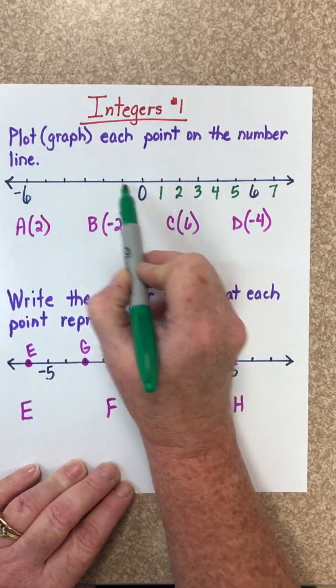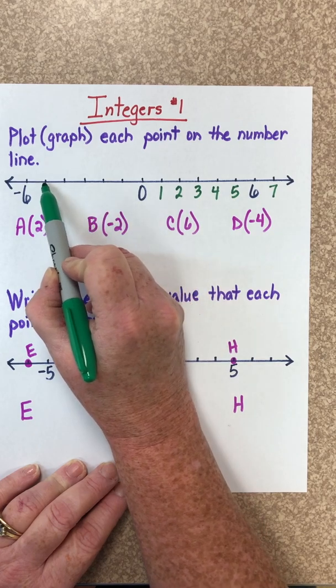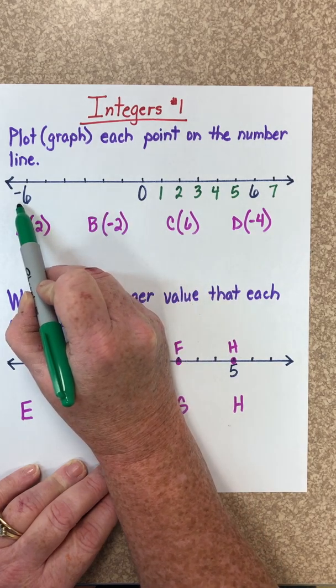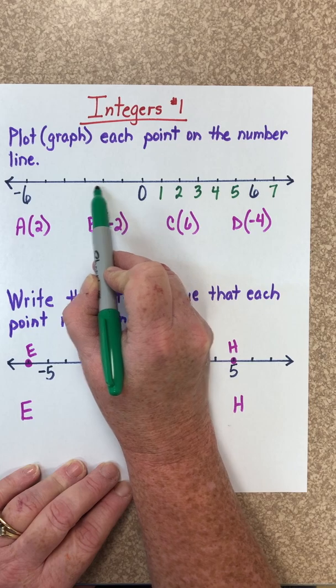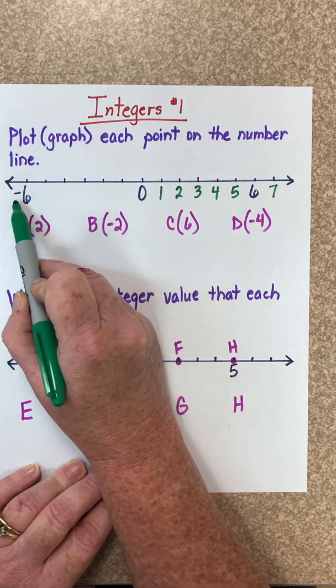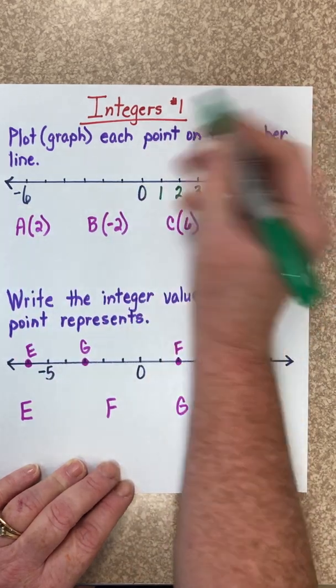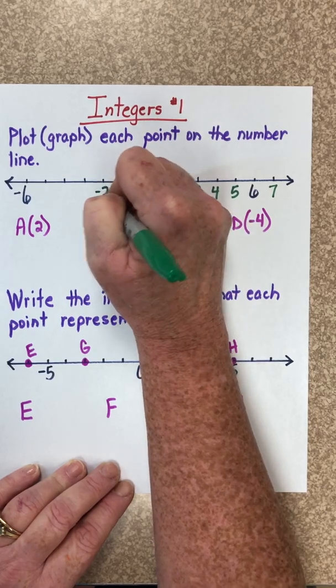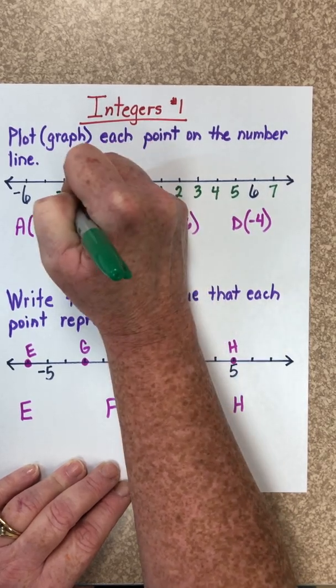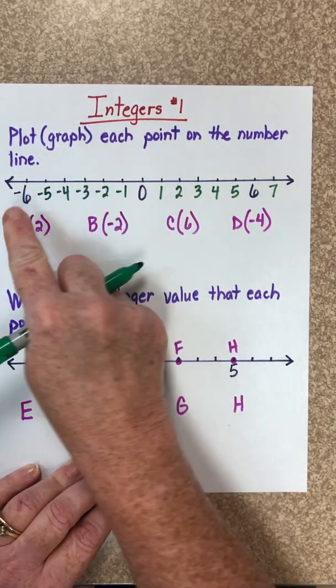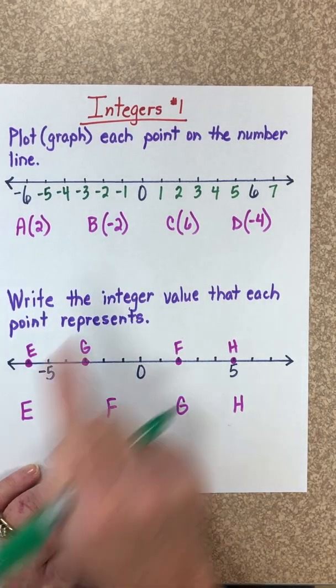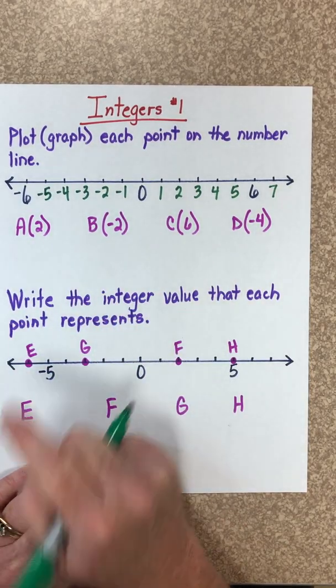We have 0. 1, 2, 3, 4, 5, and then a -6. So that could be -1, -2, -3, -4, -5, and -6. So let's write those in. -1, -2, -3, -4, -5, and we already have -6. Now we should be able to plot these points.